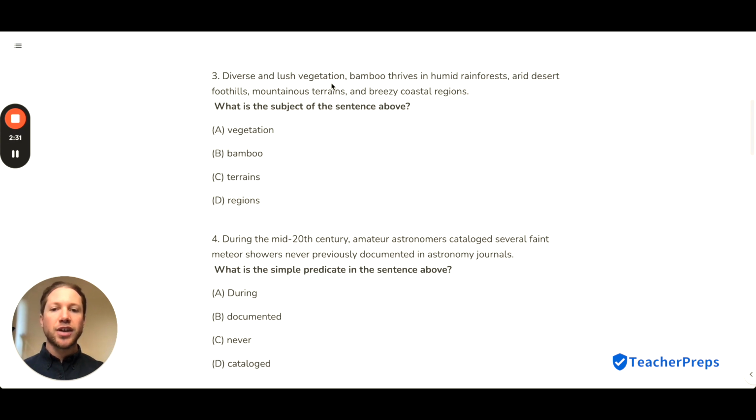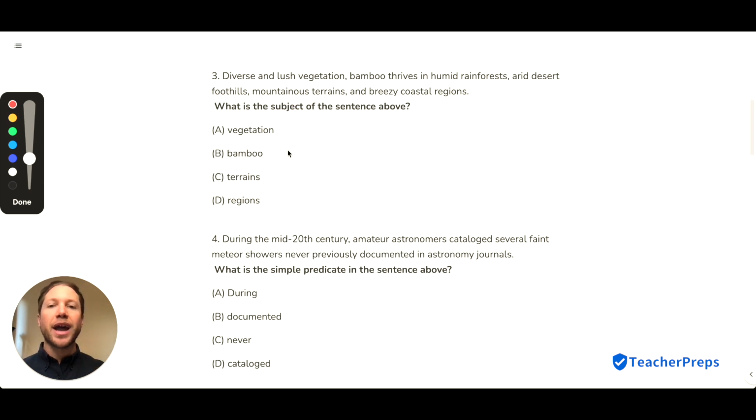Diverse and lush vegetation, bamboo thrives in humid rainforests, arid desert foothills, mountainous terrains, and breezy coastal regions. The question here is, what is the subject of the sentence? The key word here is the subject. Now, while taking your ParaPro exam, you'll be asked to identify different grammatical points. In this case, we're looking for the subject, and the subject of this sentence is bamboo, which is letter B. Is that what you got too? All right, let's keep it moving.